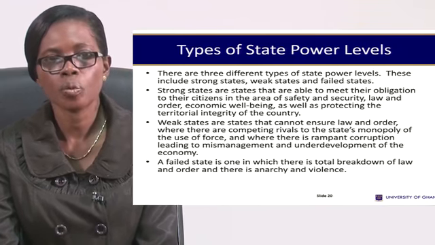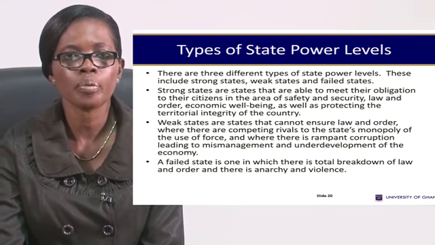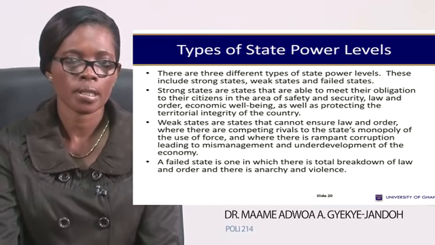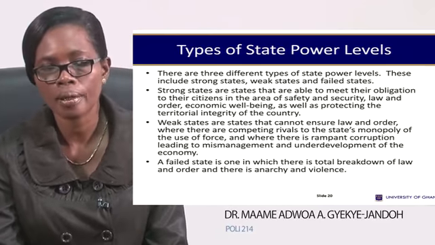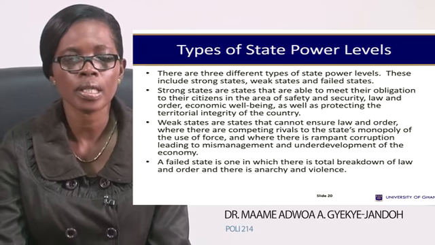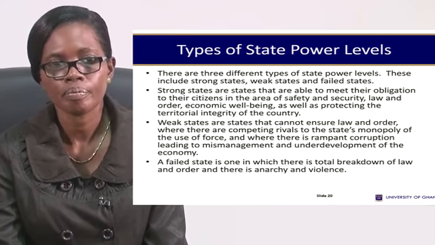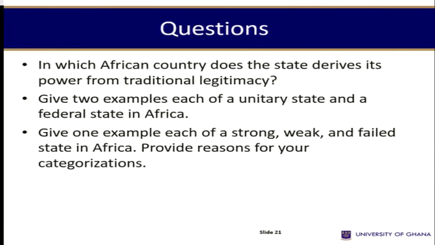A failed state is one in which there is total breakdown of law and order, and there is anarchy and violence. So at some point, Somalia in the 1990s could be regarded as a failed state. The same for Afghanistan in the 1990s and early 2000s. There are some questions for you to discuss.